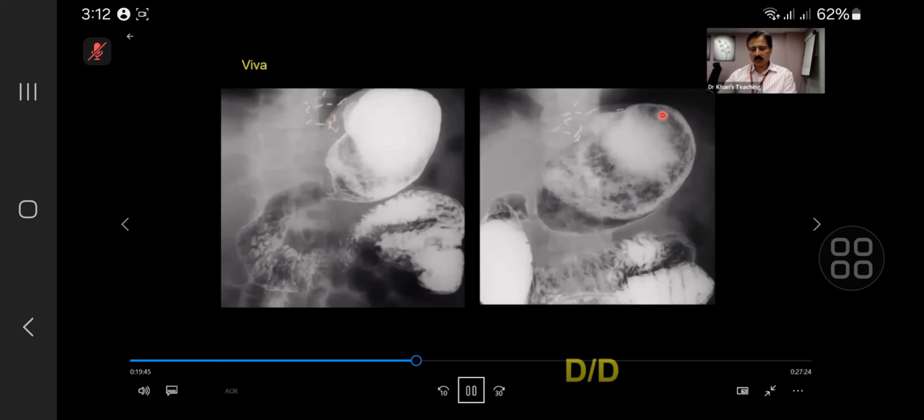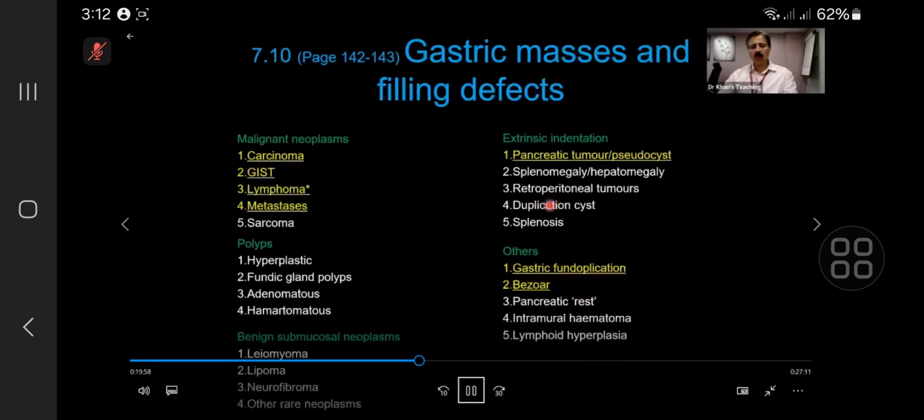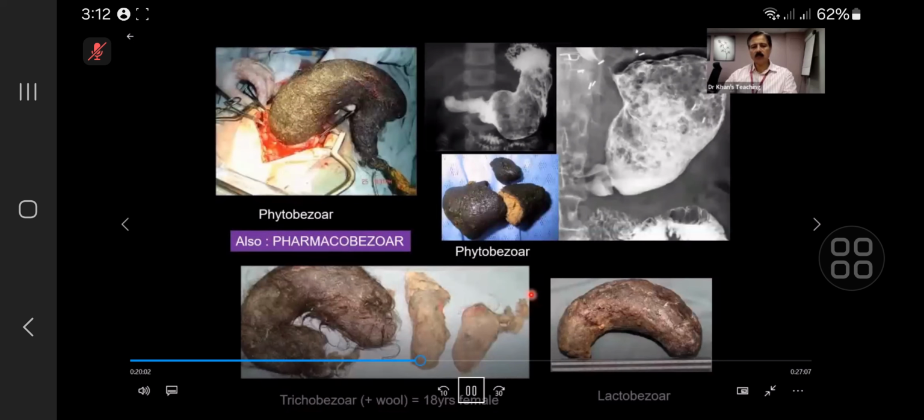With that, you can see this mass. This mass has got a mottled, bubbly appearance. The key thing is it's mobile. It is moving inside. When you see this bizarre kind of appearance, the only thing which comes to your mind is a bezoar. What is a bezoar?